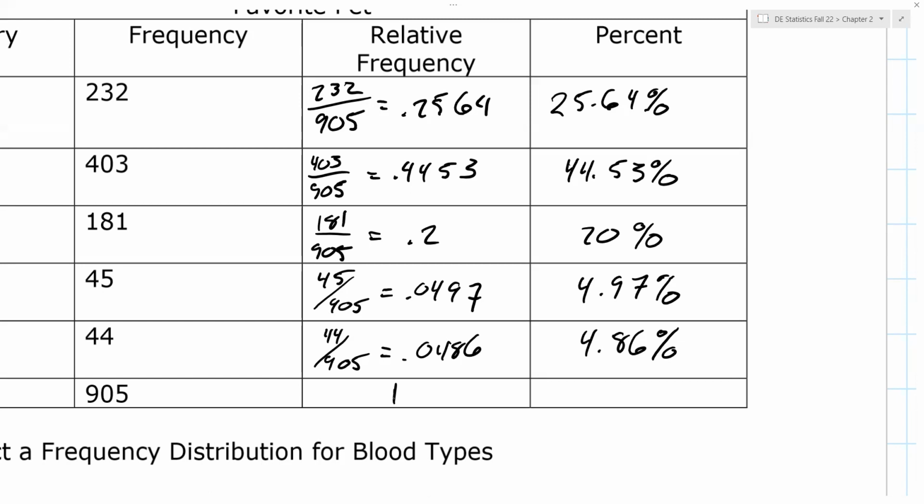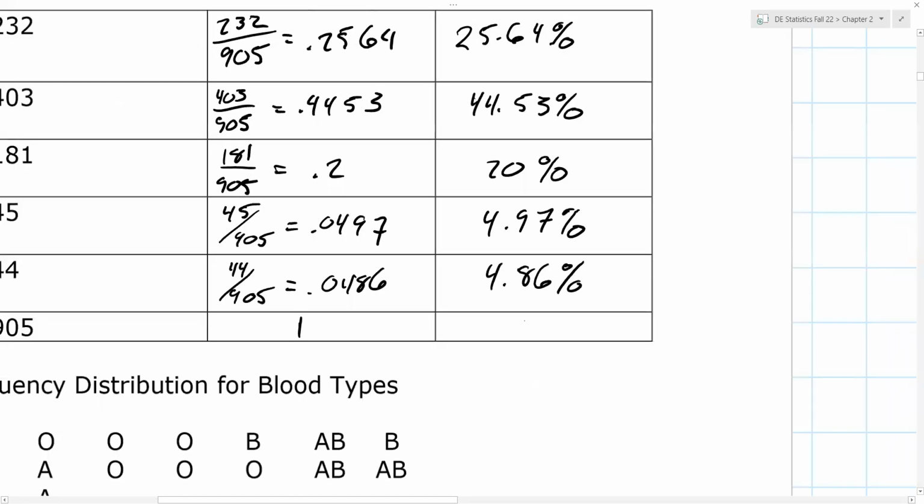However, if you get an answer that is 0.98 or 1.02, that's most likely not our rounding error because we're rounding out to 4 decimal places and you're having a mistake within 2 decimal places. So that means you might want to go back and double check to make sure that you counted everything correctly. And if our relative frequency is 1, that means our percentage is going to be 100%.